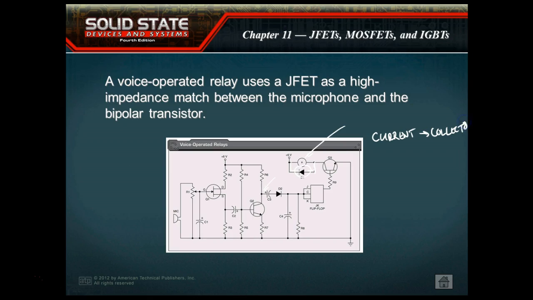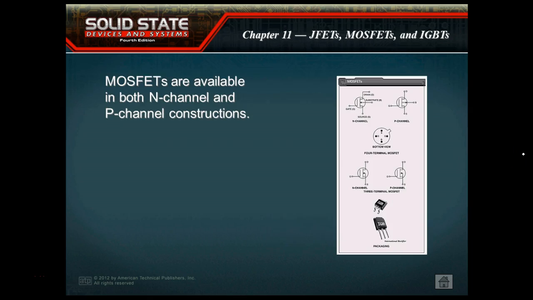I'm going to run out of room again. And then of course a FET uses a voltage, a gate voltage, to control what we call a drain current. So this would be a collector current. I just ran out of room. So this is a good example. The book gives a lot of good examples.